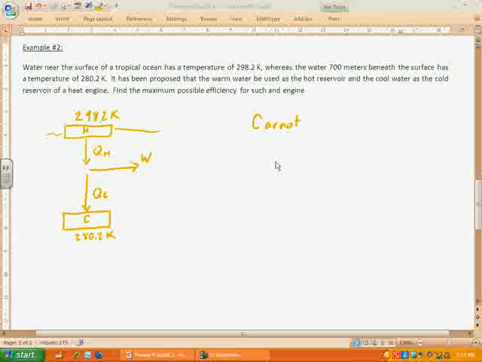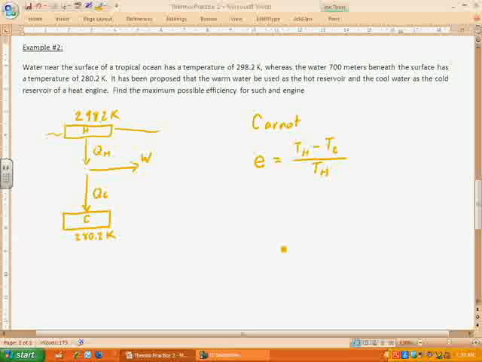Now one of the equations on the AP exam which we didn't quite get to in class is that the efficiency of a Carnot engine is equal to the hot temperature minus the cold temperature, so the difference in the two temperatures, divided by the hot temperature. So the bigger the difference is, the more efficient you're going to be. Obviously, the bigger the difference, the faster the heat transfer that's going to occur. It'll be able to be more efficient.